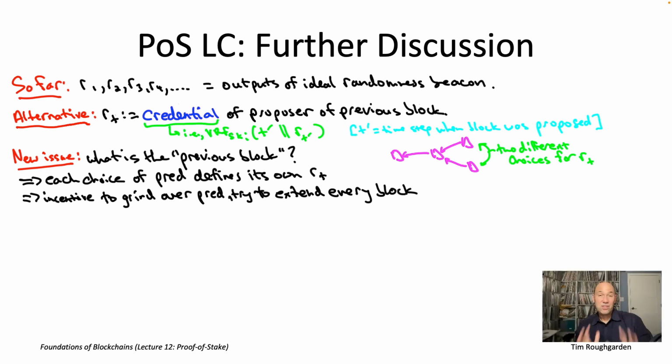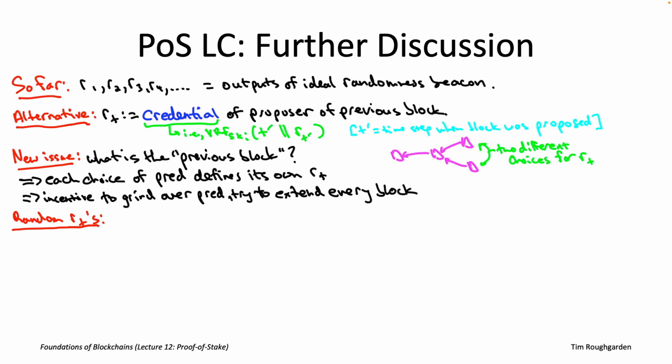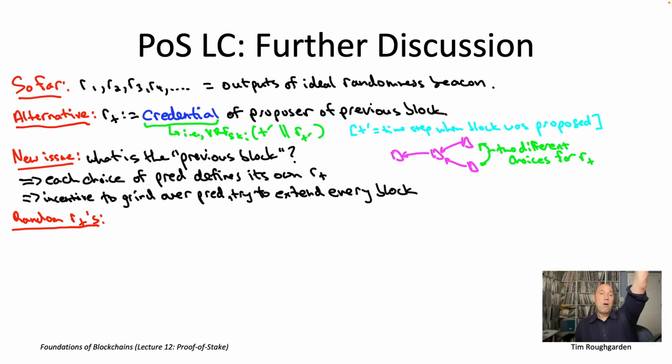Now, to explain the second issue, let's drill down on the subtle difference between the order of operations when you're using an ideal randomness beacon, as we were in the last video, and when you're using pseudorandom seeds, as we are here. Now, if the R sub t's really are just random bits that fall from the sky and there's nothing anybody can do about it, well then an owner of a public key just gets a unique credential at each time step, right?